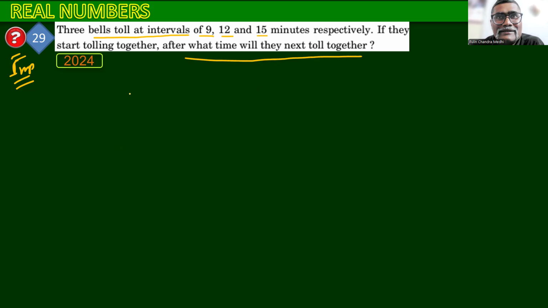What do you think? It's a problem of LCM. Why? Because you should get a common timing which is divisible by 9, 12, and 15. So what does that indicate? You need to find the LCM.